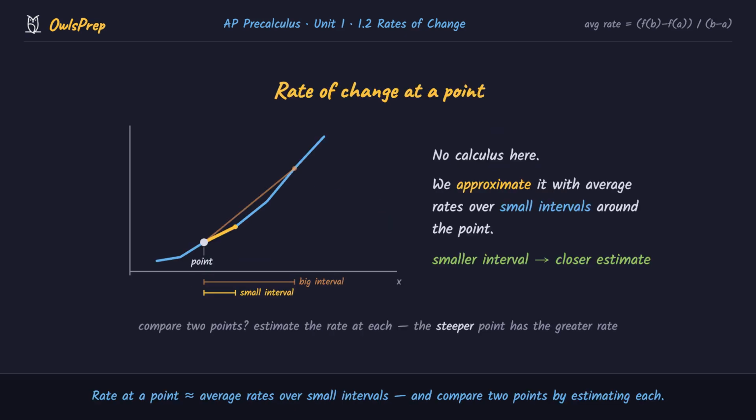What about the rate at a single point? In Precalculus, we don't use calculus for this. Instead, we approximate. We take the average rate of change over a small interval around the point. The smaller the interval, the closer the estimate, but it stays an approximation built entirely from average rates. And to compare 2 points, we just estimate the rate at each. The point where the graph is steeper has the greater rate of change.